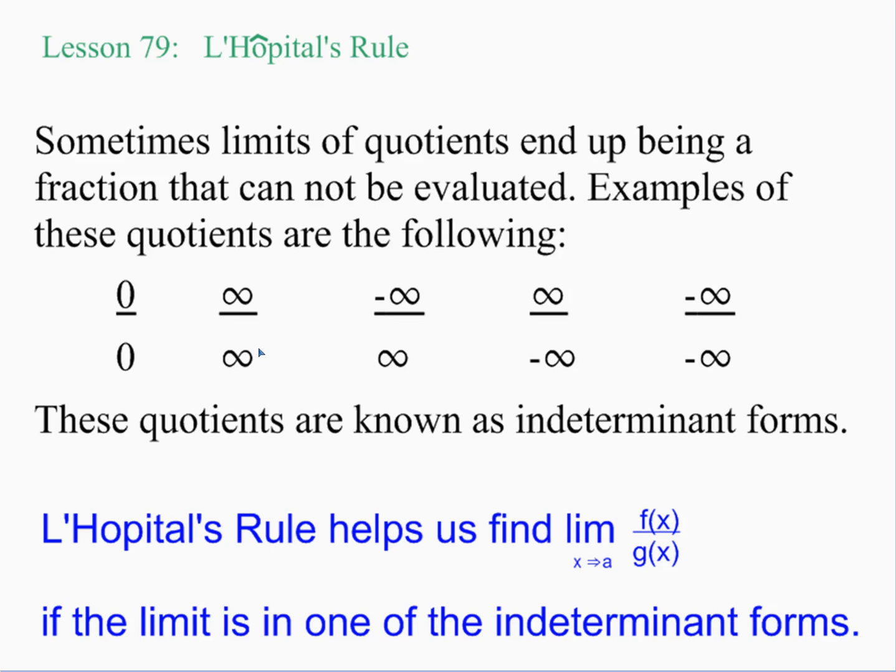So what we do is we have L'Hopital's rule, and this helps us find a limit of a quotient if the limit ends up being in one of these indeterminate forms. And we only use L'Hopital's rule if it is an indeterminate form. Otherwise, we just think through it as we would before.